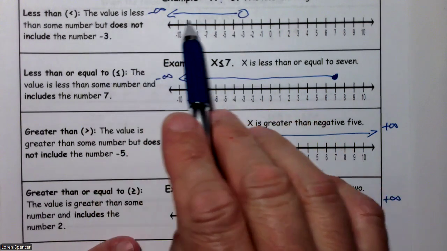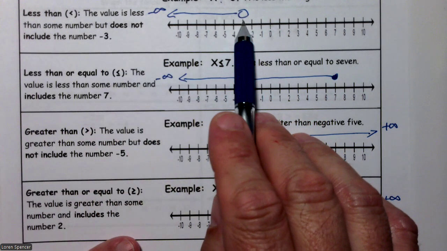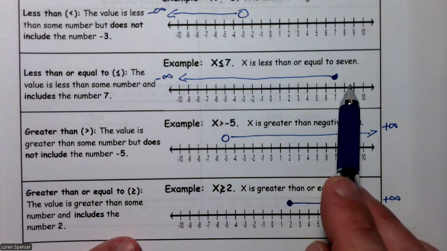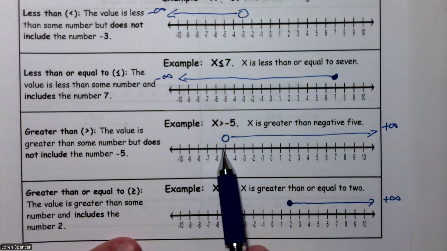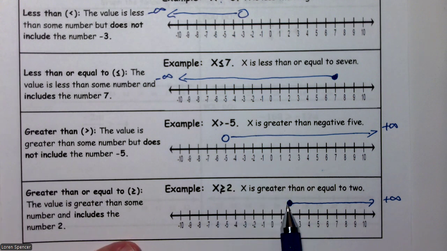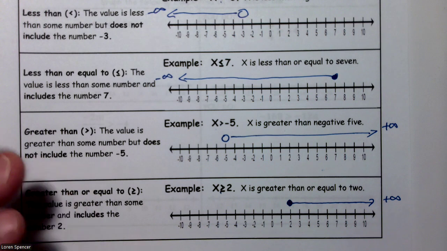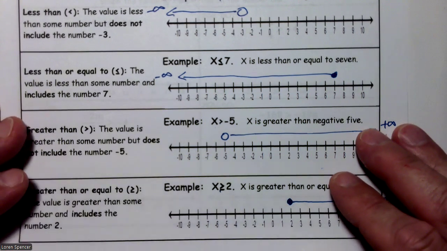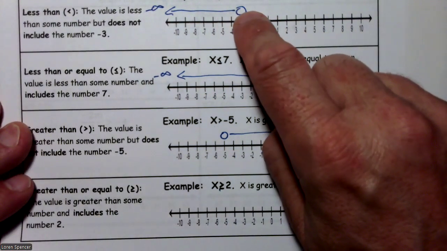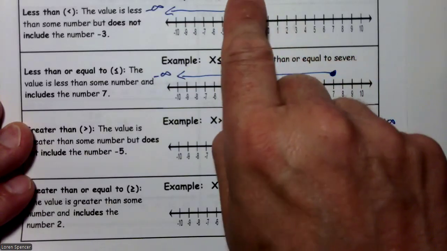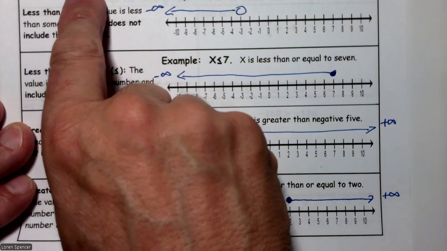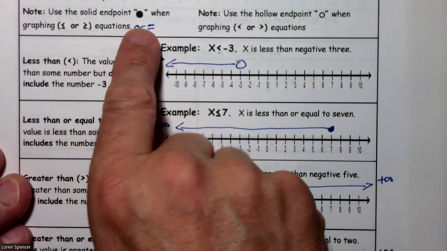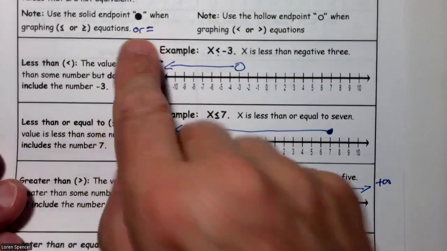So hollow gets really close to negative 3, but does not include negative 3. This does include 7. Gets really close to negative 5, but does not include negative 5. This one includes 2. All right. And remember, less than and greater than are hollow; less than or equal to and greater than or equal to are all solids.